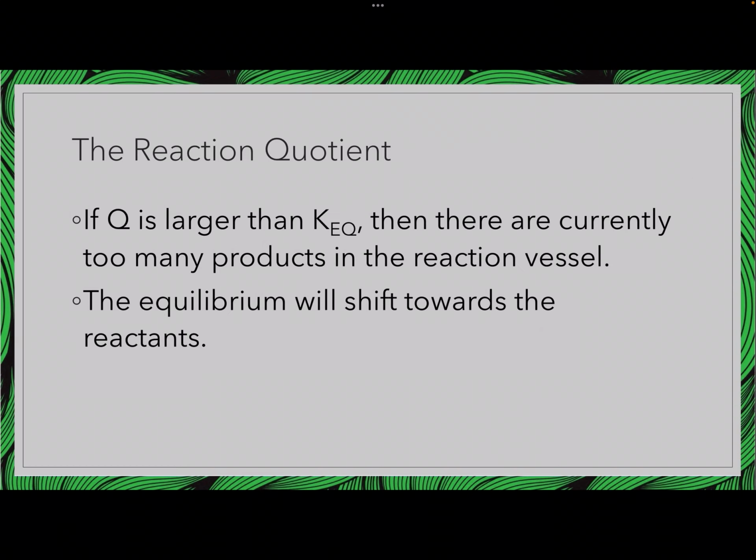If Q is larger than KEQ, then there's currently too many products in the reaction vessel. And so the equilibrium will then shift towards the reactants. So again, thinking about our products over reactants, if Q is bigger than KEQ, then there's too many products, so some will go towards the reactants to even it out to get to that KEQ value. Basically, if Q is greater than KEQ, then it goes towards reactants.